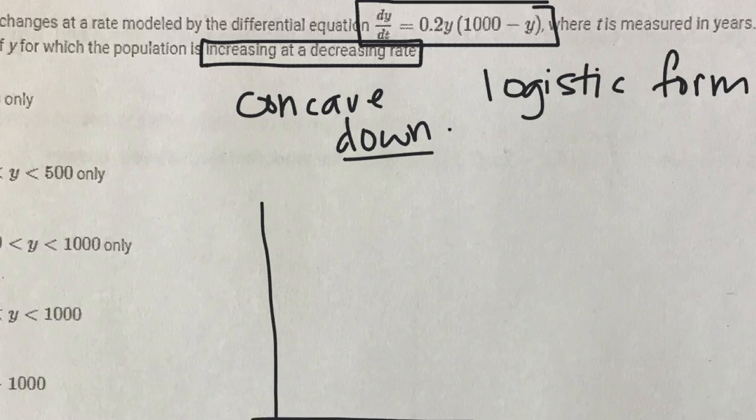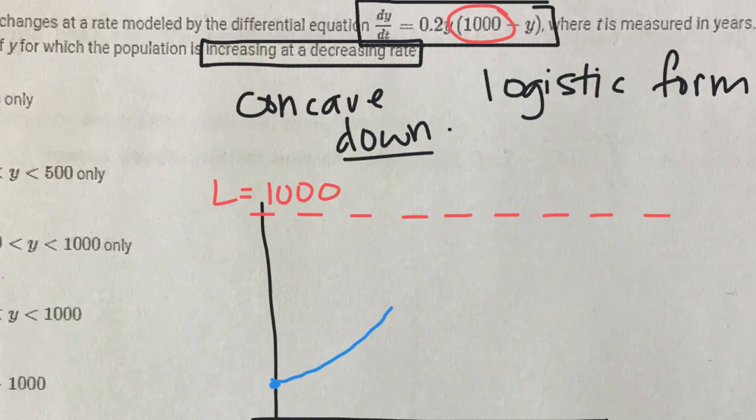If we look at our graph of all of our logistic functions, we have some type of carrying capacity. This is what they call L. In this case, that's 1,000. That's the L spot. We don't know what the initial value is, but we know that it increases up to a point and then it starts to decrease. This is what all logistic growth looks like.